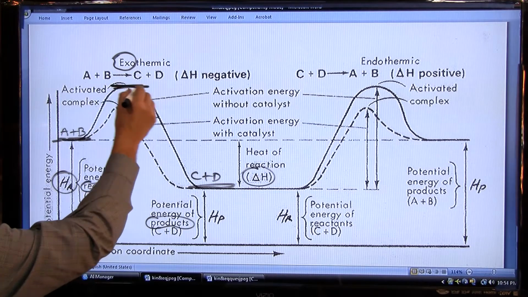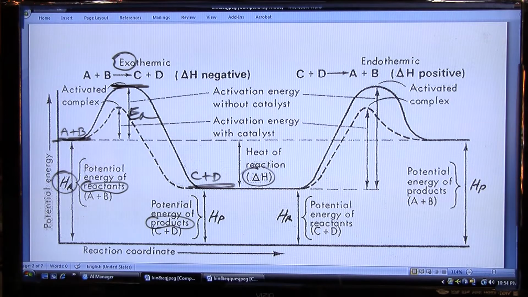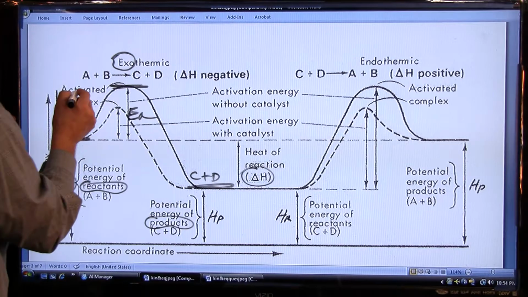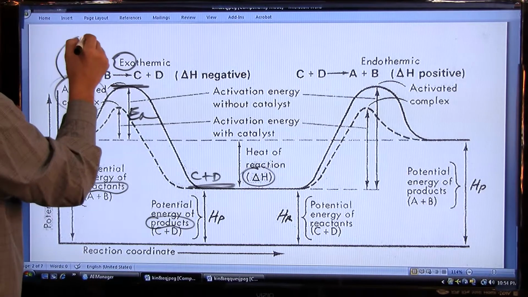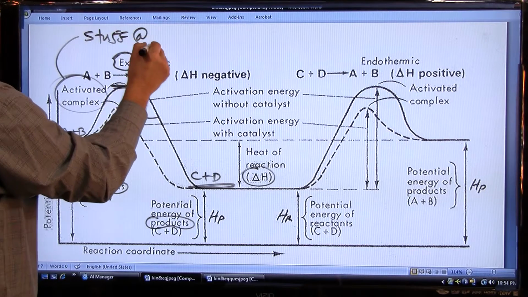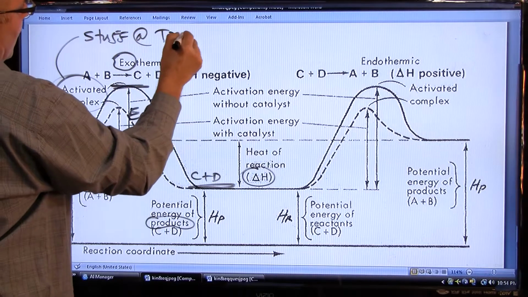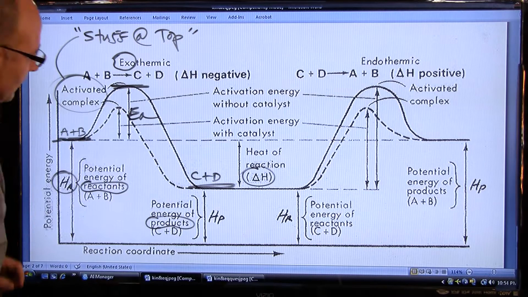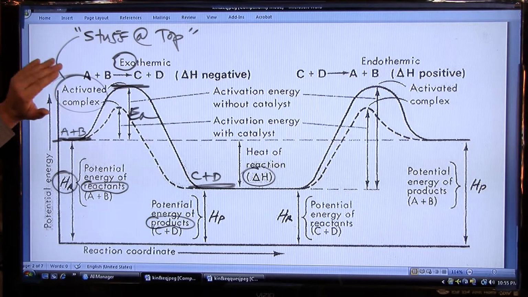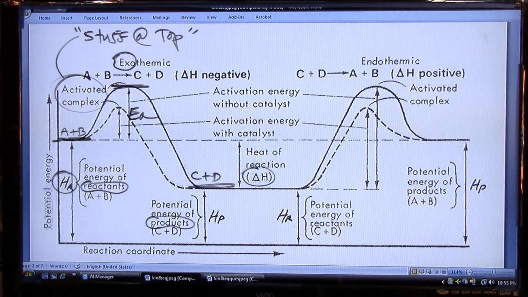At the top of this hill, we have neither reactant nor product. What we have is an intermediate state or transition state known as the activated complex. So think of the activated complex as the stuff at the top of the hill. Okay, and when the reactants are boosted to this point, then from there on, the reaction will proceed.